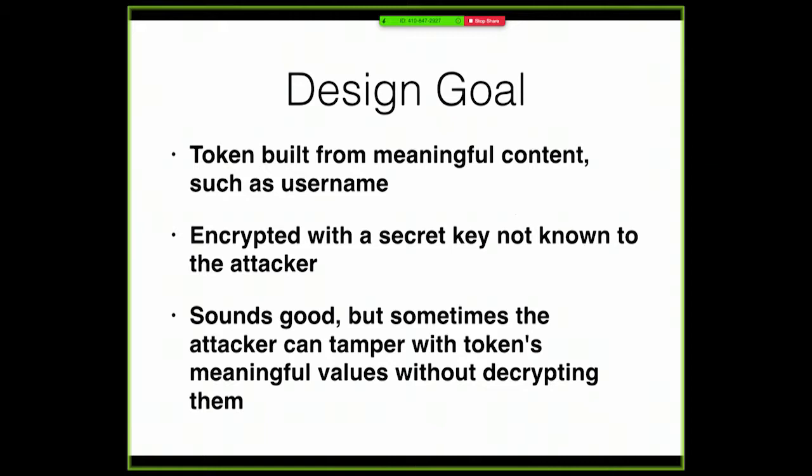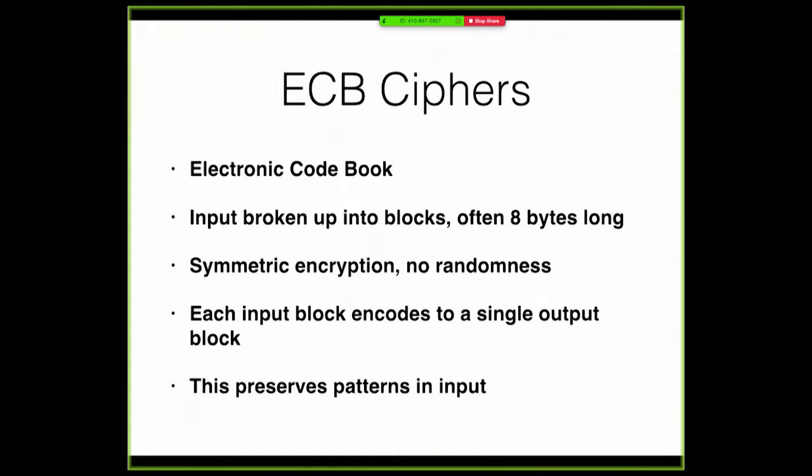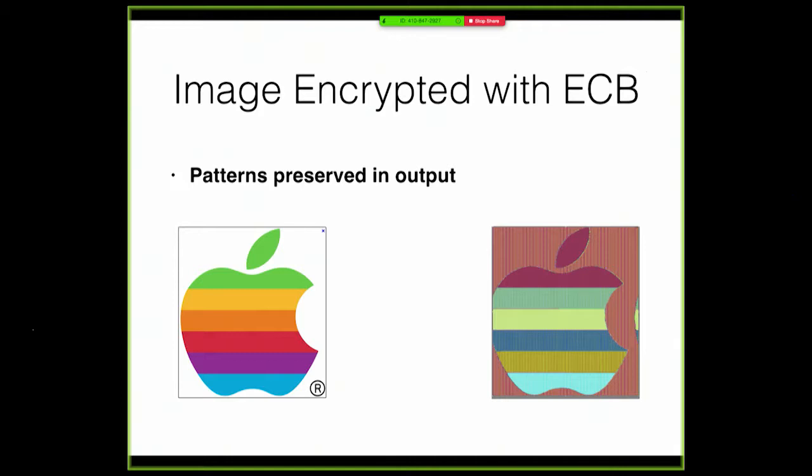One thing you can do is ECB mode, electronic code book. This is the simple kind of encryption people use, where you have blocks of data like 8 or 16 bytes, and you encrypt each one. If you have another block that's identical, it gets the same result. This preserves patterns. So if you encrypt that with ECB, it just turns into that. You can still see the shape because any block of constant color just changes to another block of repeating colors. So you really haven't removed all the patterns.